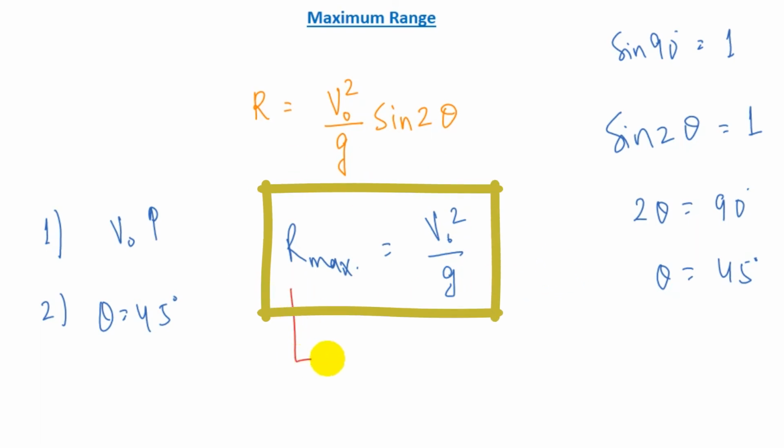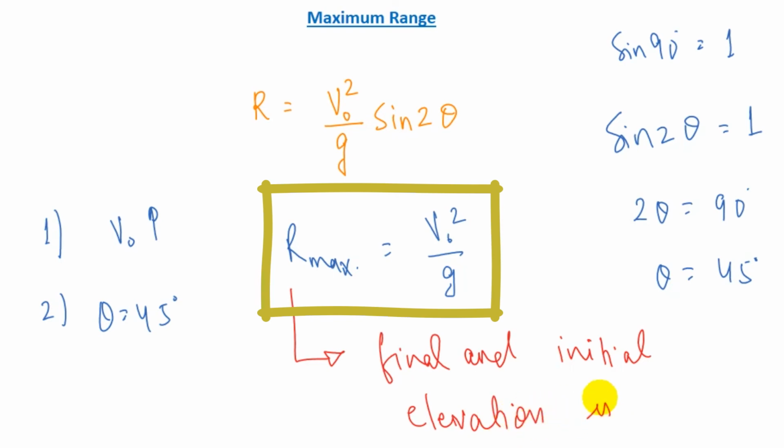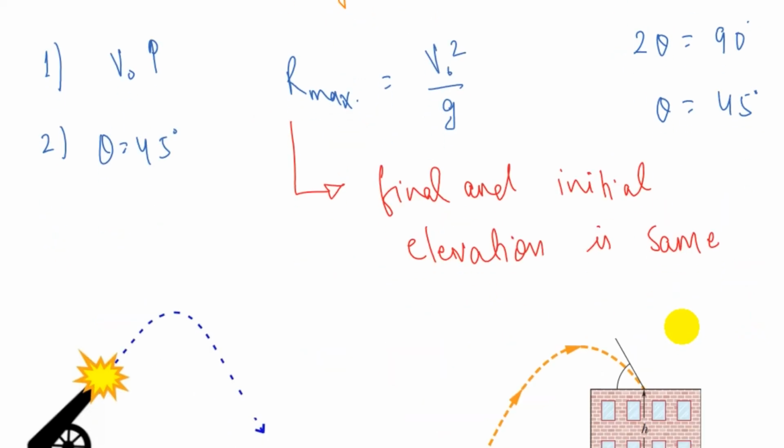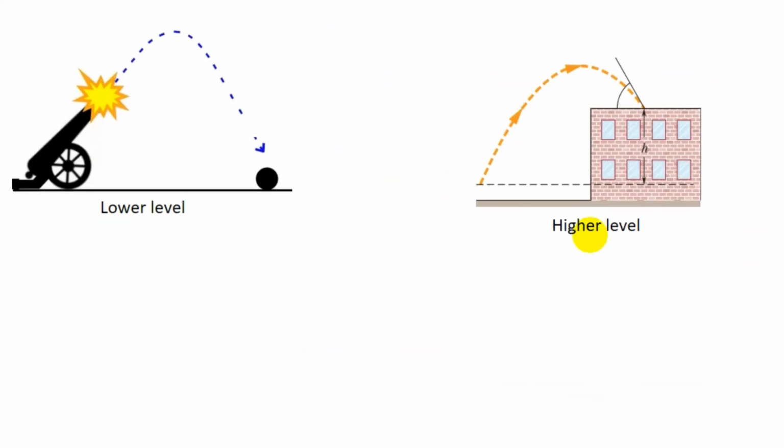Now one thing you should remember, that this expression is valid only when the final and initial elevation are the same. But what if the elevation is different? Let's discuss that case also. So here you see that the projectile lands at a higher level, the elevation is different, and here the projectile lands at a lower level. So in both cases the elevation is different.